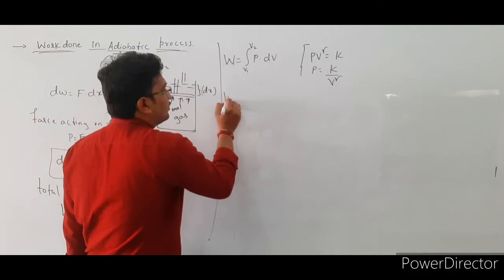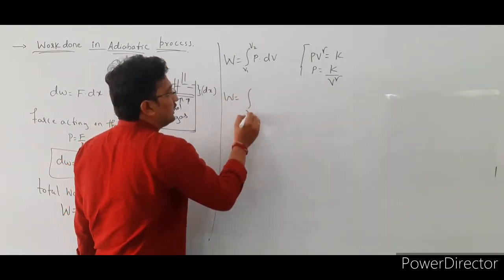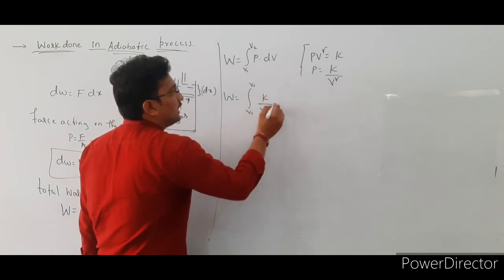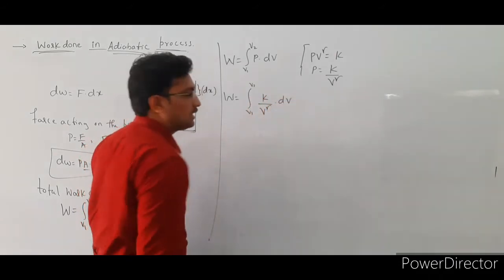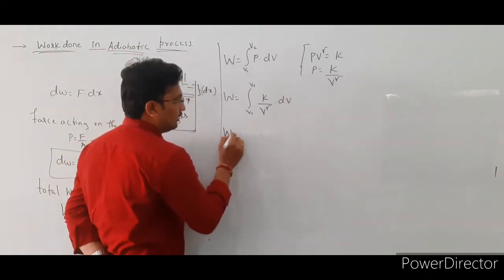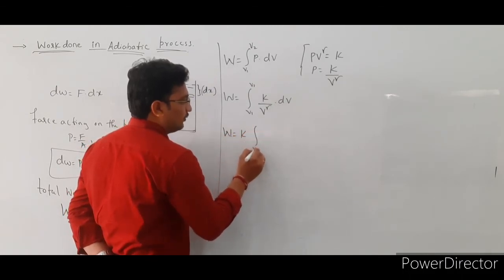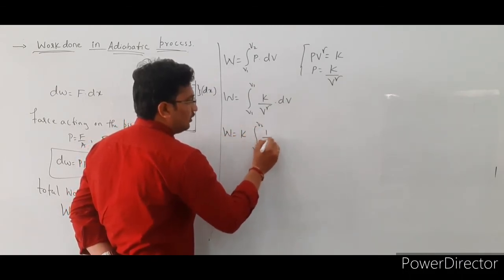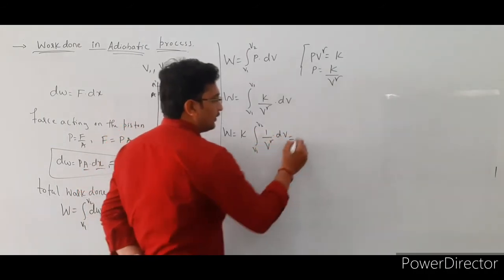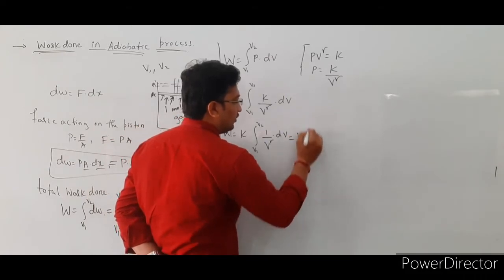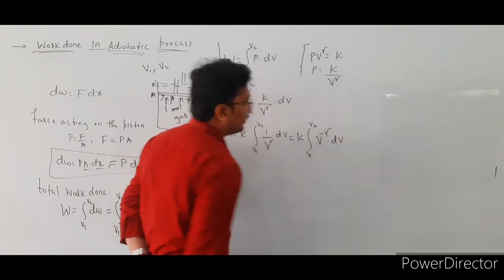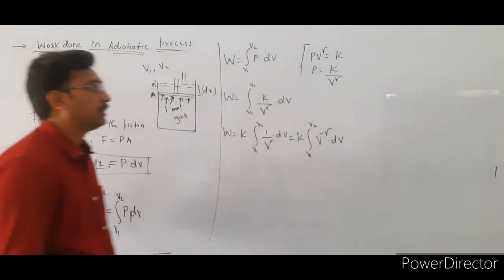Substitute the P value in this equation. W is equal to integration of V1 to V2, P value is K divided by V to the power of gamma, with respect to dV. Here K is a constant term, take it outside. Then W is equal to K integration of V1 to V2 of 1 by V to the power of gamma dV. It can be written as K integration of V1 to V2 of V to the power of minus gamma dV.